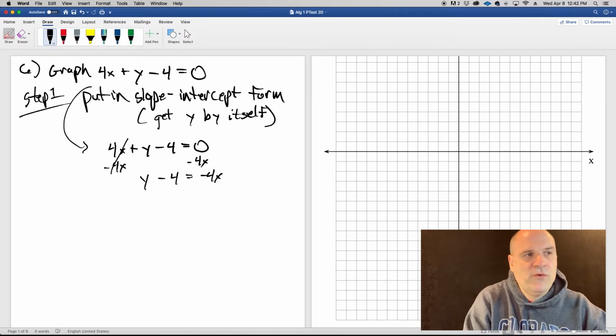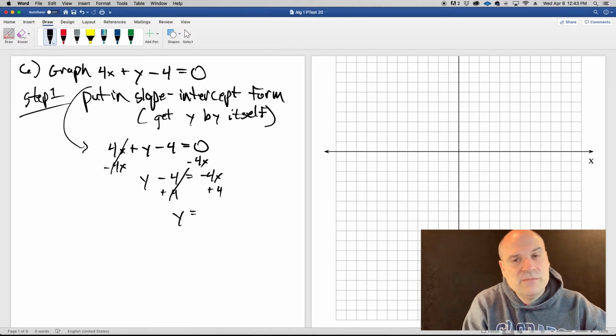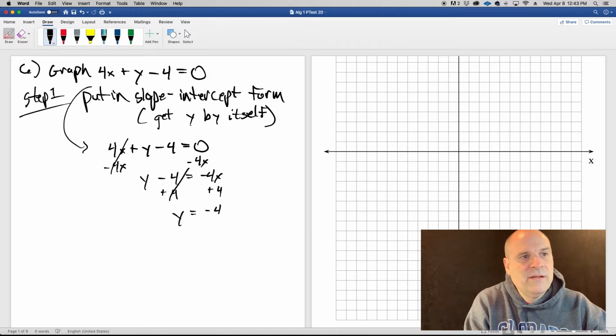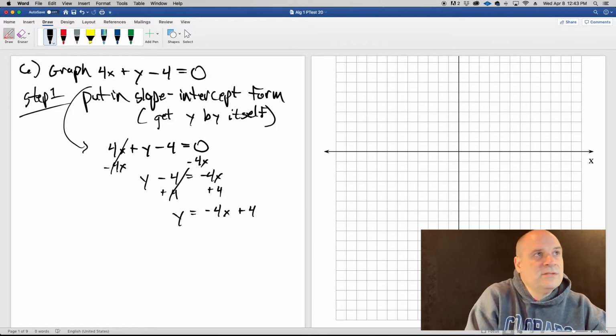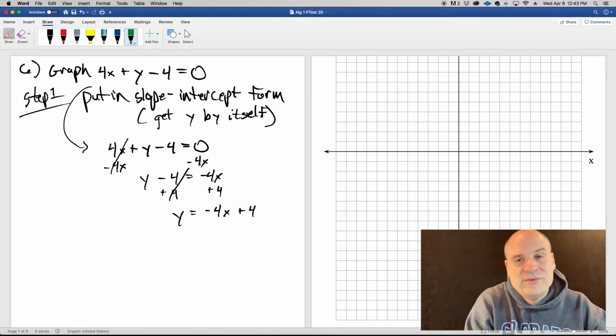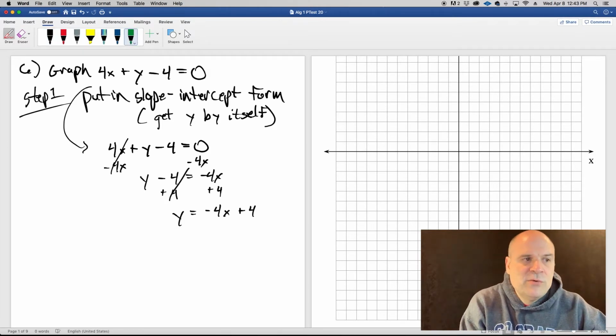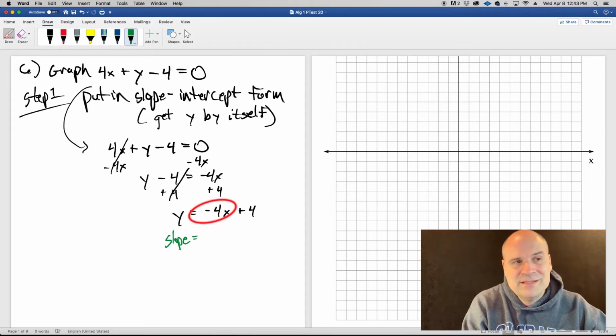Okay, now get rid of the 4. Add 4 to both sides, add 4 to both sides. Y equals, what is that? Well, you can't combine those together because that's a variable term and a constant, so you just leave it, -4x plus 4. Okay? All right, so now we have to determine what our slope is and what our intercept is. So remember, our slope is whatever the x is being multiplied by. Slope equals rise over run. Well, this is your slope, so slope equals -4, okay?